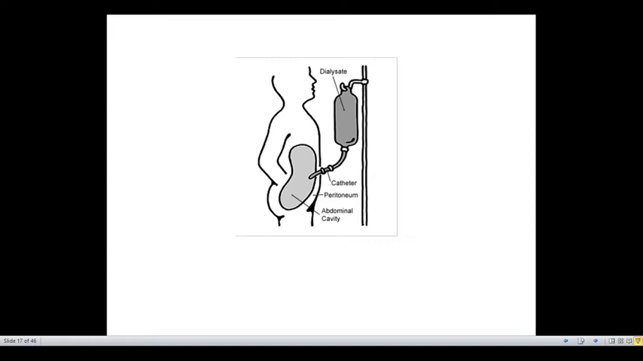Have a look at this figure. The figure shows the mechanism of peritoneal dialysis. The fluid is being introduced through a tube in the abdominal cavity, and the patient's peritoneum acts as a membrane across which fluids and dissolved substances are exchanged from the blood.